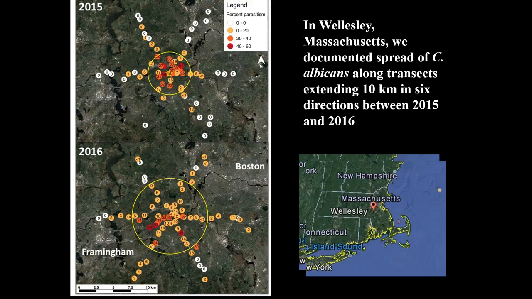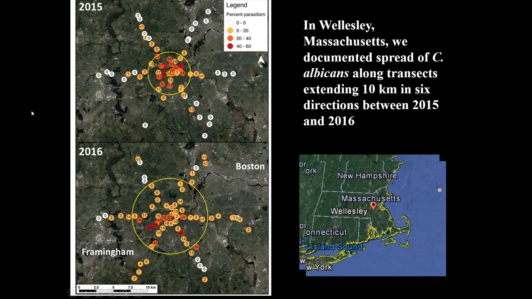This is a study we did in Wellesley in 2015. Wellesley was one of the first places where we recovered significant numbers of flies. And so these little circles, we put out transects extending in 6 directions. Each one of these points is about 1 kilometer apart. So we're going 10 kilometers in different directions into Boston and into Framingham. And the colored circles indicate where we had recovered the fly, the white circles where we had no recovery.